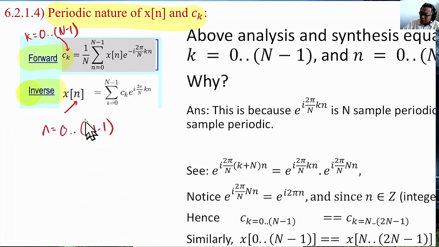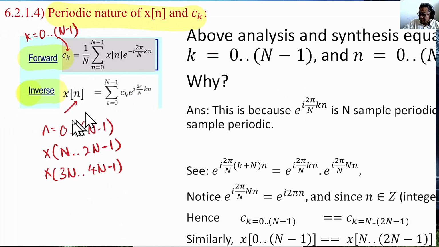Why is this so? What happens when we plug in, for example, when we are interested to find from x[N] to 2N, or x[3N] to 4N minus 1, and so on? So this is the next period of x[n]. Since x[n] given to us is periodic, do we get the same answer as from index 0 to N minus 1? So let us try to analyze it from this range.